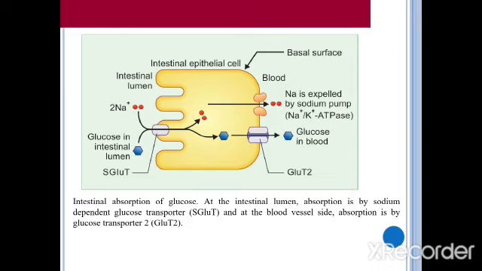The same intestinal epithelial cells have a different transport mechanism on the membrane facing the capillaries. That is, these intestinal cells will release glucose into the bloodstream by a carrier mechanism called glucose transporter type 2. And this transporter is not dependent on sodium. It is a uniport facilitated diffusion.